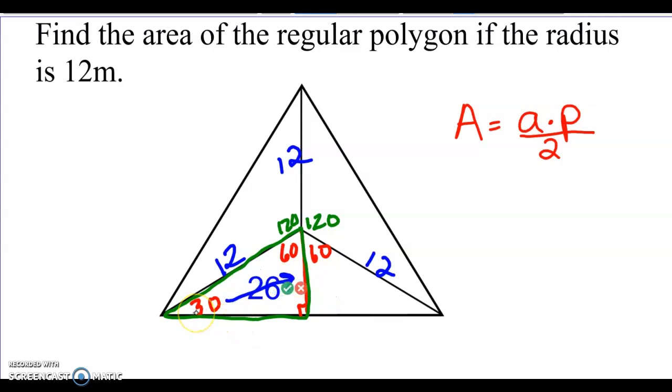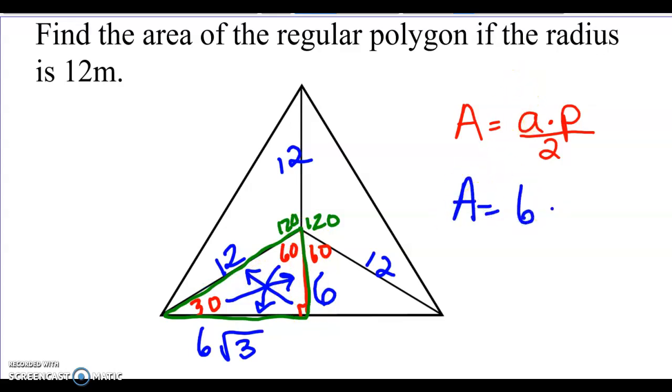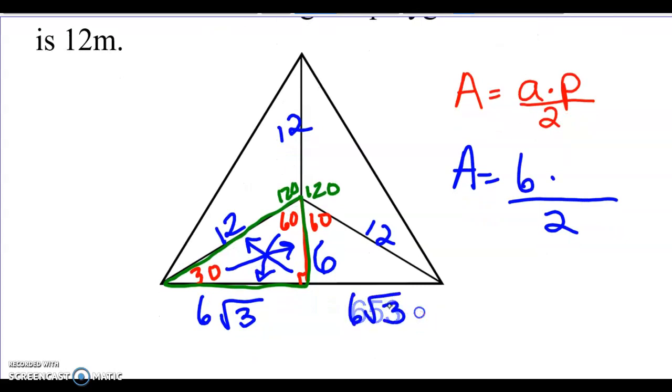And then the side here is across from the 60, so that would be the medium, which is 6 square root 3. So I now know the apothem. My apothem is this 6 right here, so I can fill in the 6. And I can figure out the perimeter. If this piece is 6 square root 3, this piece over here would also be 6 square root 3, so the entire side there is going to be 12 square root 3. If that side is 12 square root 3, then all 3 of the sides are 12 square root 3.